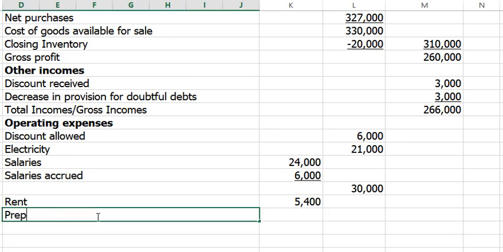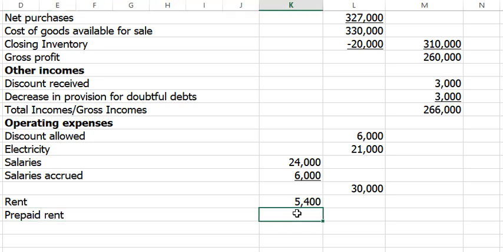So prepaid rent. Since rent is prepaid, that portion that is prepaid belongs to the coming year, so we have to minus that, and the rent prepaid is 1,800. So to come up with our rent expense for the year, we get the rent that was paid, but we have to exclude the prepayment of 1,800, giving us 3,600.